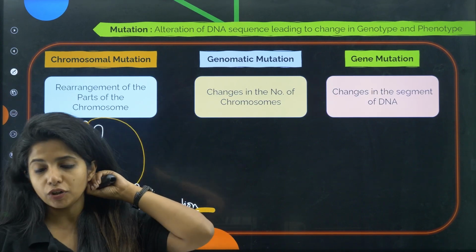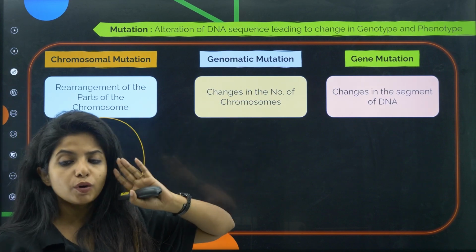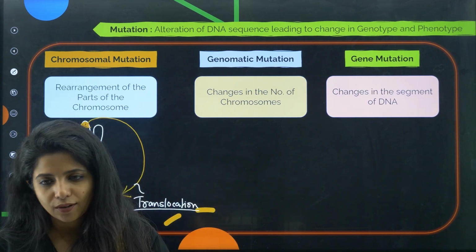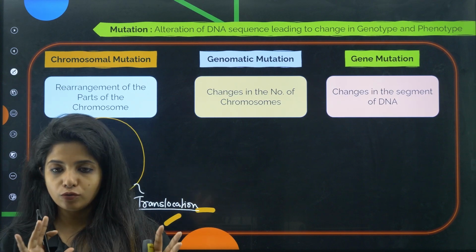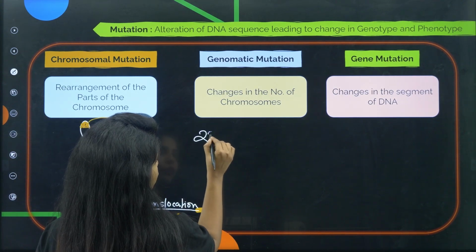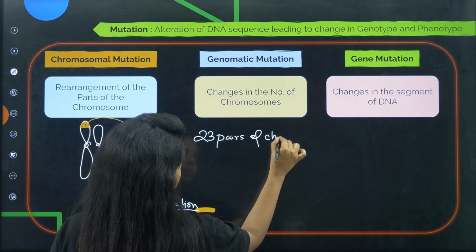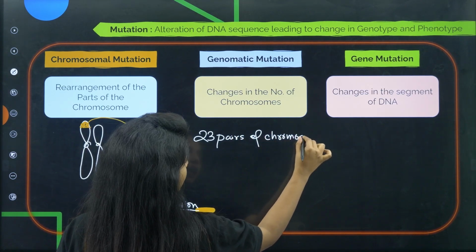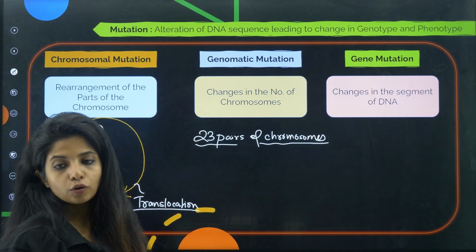Next is genomic mutation. The terms are not given in NCERT, so please do not be worried about that, but you have to understand the concept. That is much more important. Here there will be a change in the number of chromosomes. You know that in our body we have 23 pairs of chromosomes. We have what, children? We have 23 pairs of chromosomes.